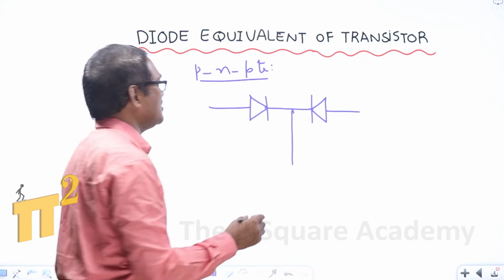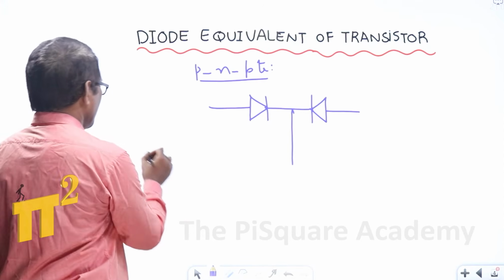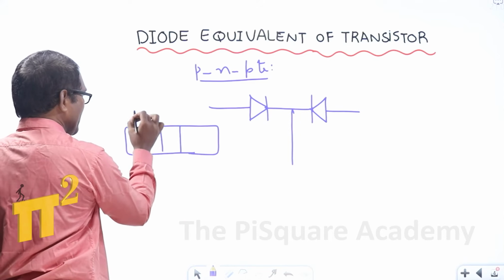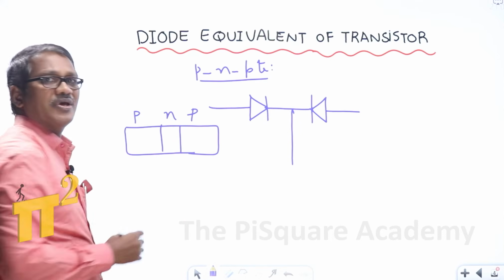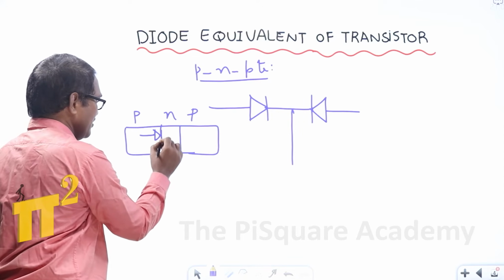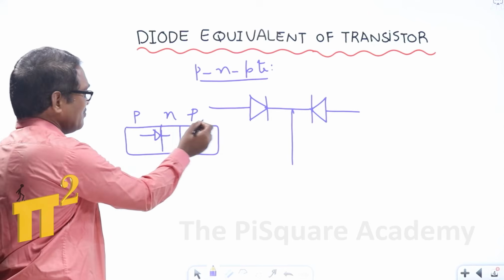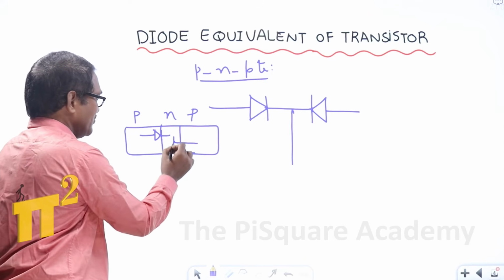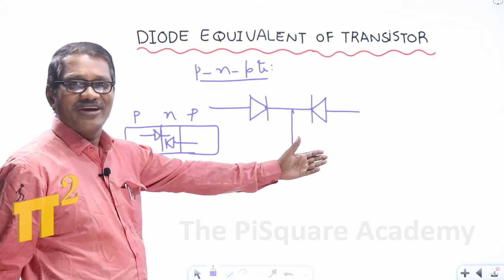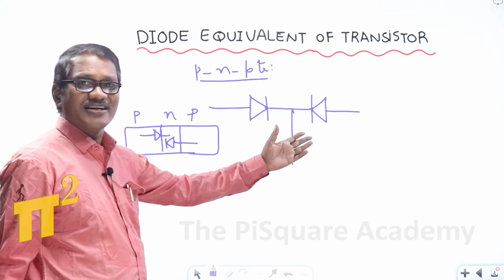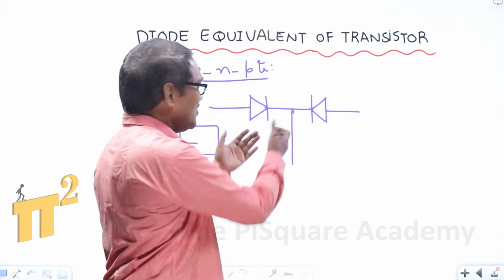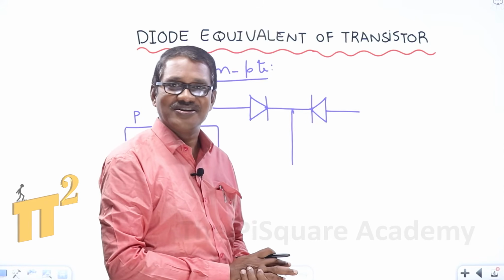This is the diode equivalent. Schematically, this is a PNP. From here to here is a PN junction, and on the reverse side, there is another PN junction. From this side to this side is a PN junction. That's what we have done here. So a transistor is equivalent to two diodes connected back to back, as shown in the figure.